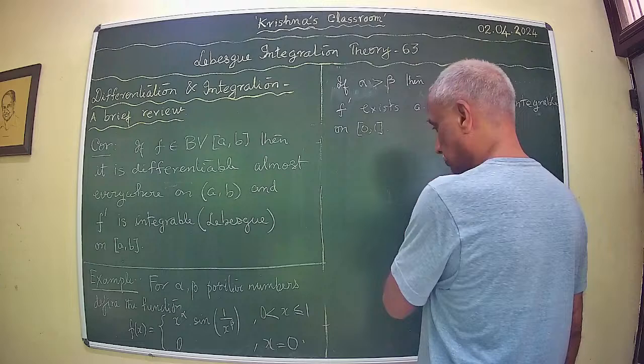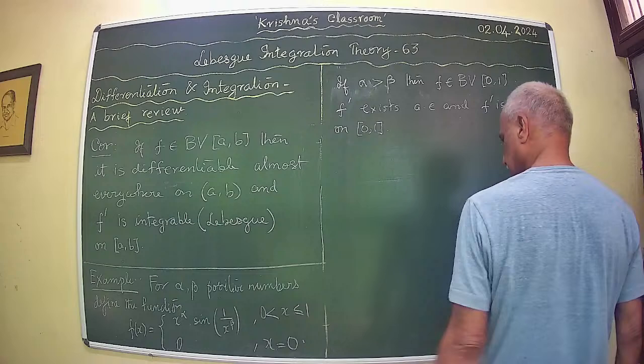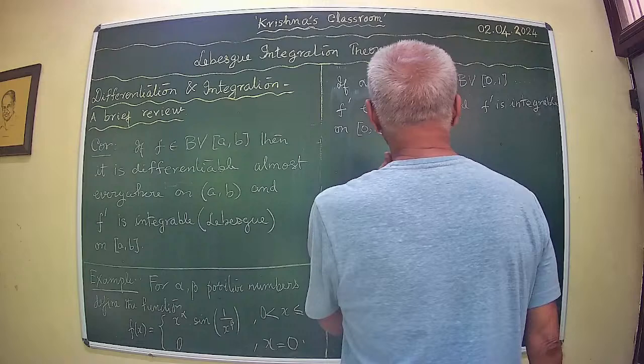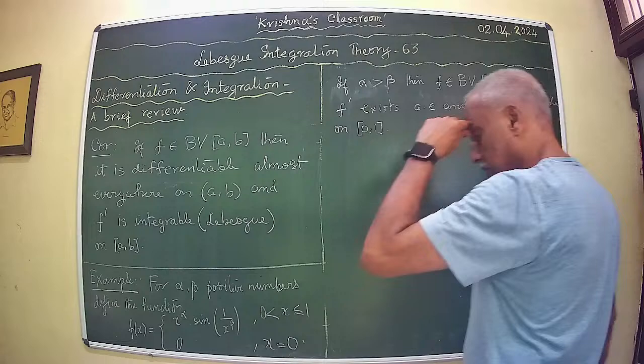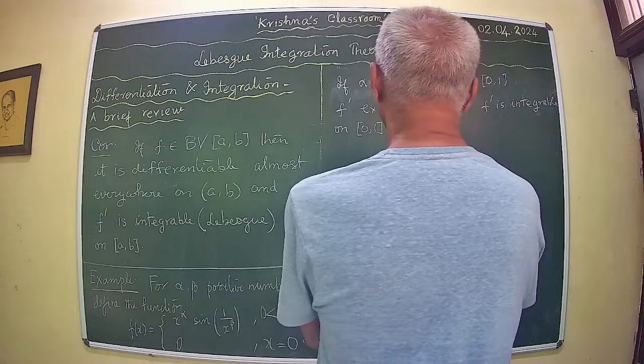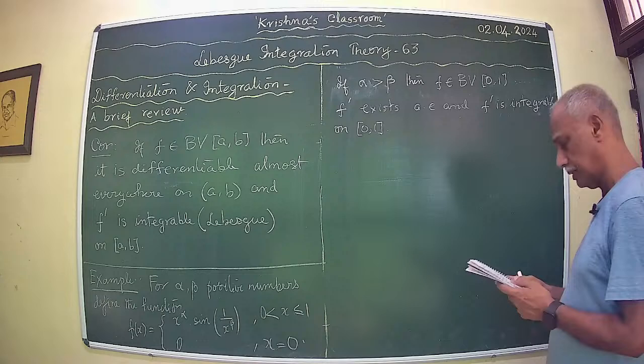Well, this is a continuous function because as long as you take alpha positive, it's a continuous function. And if alpha is greater than beta, then you have this function of bounded variation. Therefore, the conclusions of the previous theorem, that is Jordan's theorem, and its corollary do hold. Namely, f is differentiable almost everywhere, and f derivative is integrable on the interval [0, 1].